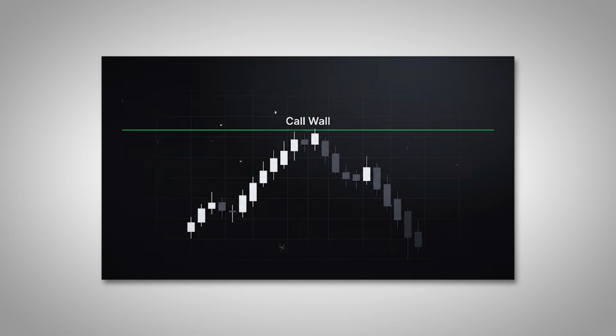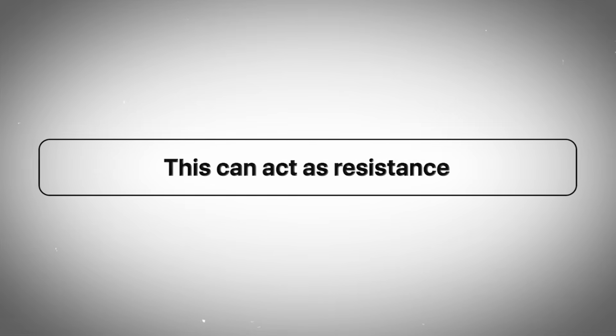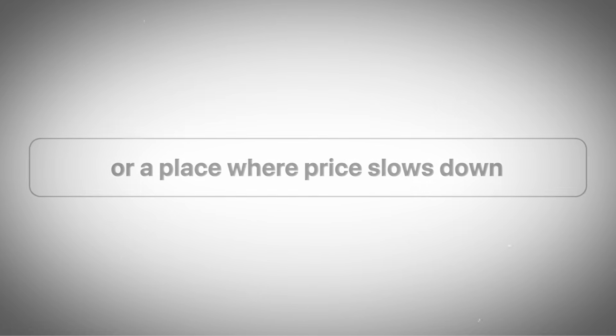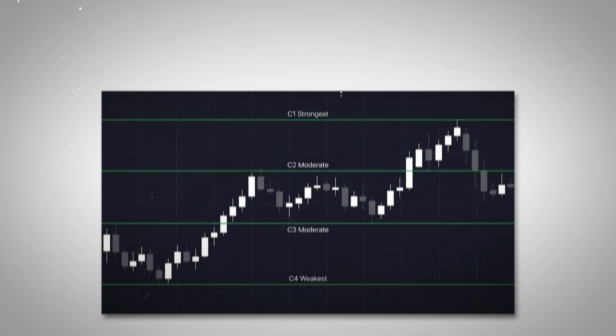The call wall is usually a major overhead area tied to strong call positioning. In many cases, this can act as resistance, a magnet, or a place where price slows down. The put wall is typically the opposite. It is often a strong support area tied to put positioning, and it can be a place where price stabilizes or bounces.